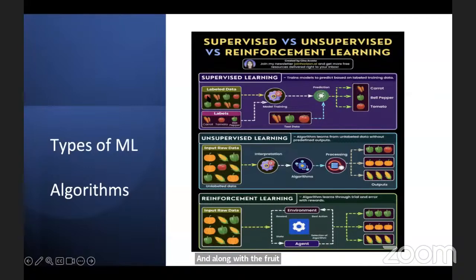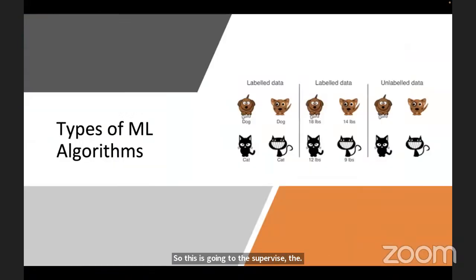So the algorithm is learning that if this is the input, this is the output. Input is the image and output is written carrot. So we are telling them like this. Now the algorithm is learning from the input-output pattern. This is called supervised learning. Then unsupervised learning. These are the examples of label data.